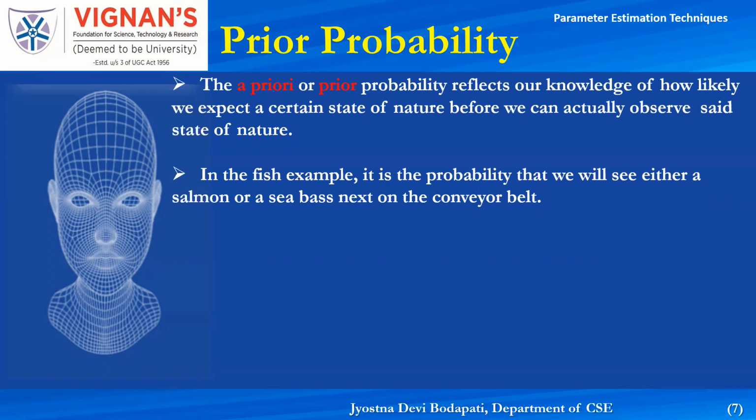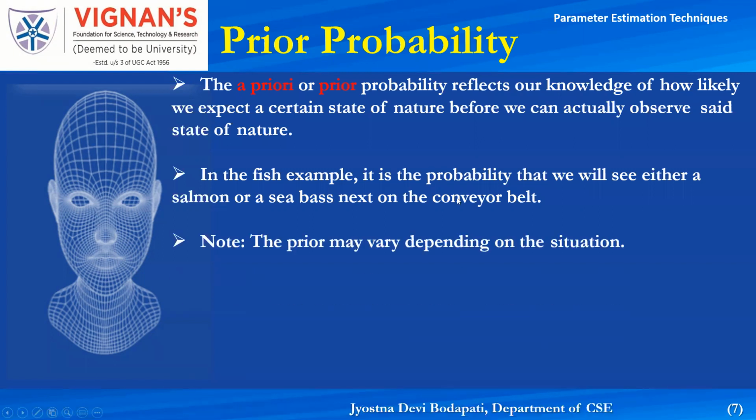So that's kind of about the state of nature. That is about the classes. So what is the probability that this portion of the examples belongs to this class? That kind of prior knowledge is what we call prior probability. In the fish example, how many of the fish belong to salmon, or what percentage of the fish belong to sea bass? That's what is given by the prior probability.